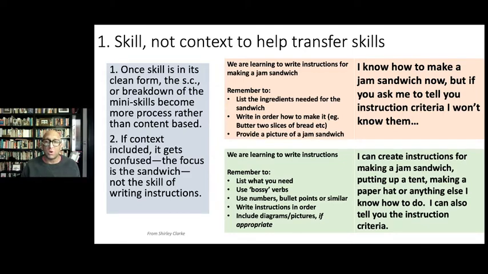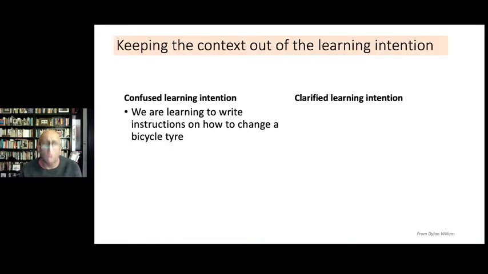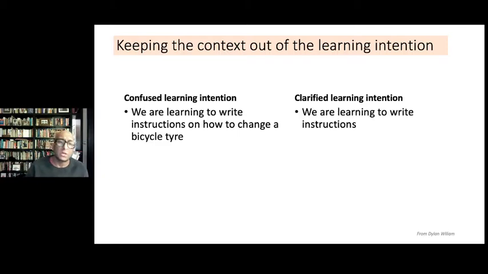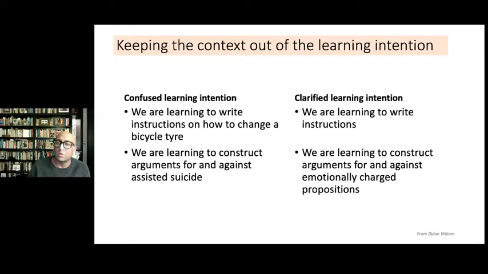If you keep the context in the learning intention, it doesn't show the transferability of the skill. Let me show you some. Are we learning to write instructions on how to change a bike tire, or are we learning to write instructions? Are we learning to construct arguments for and against suicide, or are we learning to construct arguments for and against emotionally charged positions? Look really carefully. When you clarify what you're doing, the success criteria are much easier to lay out.